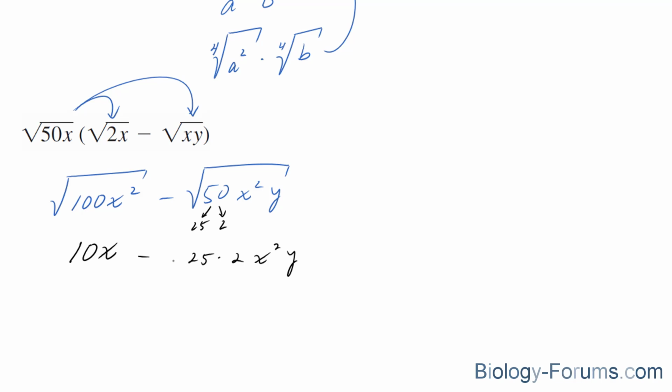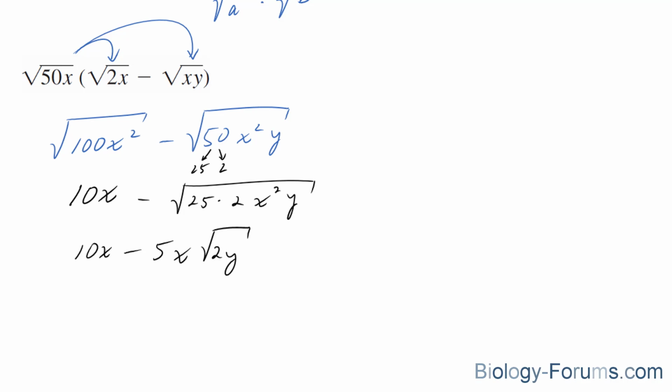All I've done is broken down that 50 into 25 and 2. And I end up with 10x minus the square root of 25, the square root of x squared. 2 and y are not perfect squares, so you leave them. And many of you will conclude that that's the answer, and if you rationalize, you're correct. It is. Some people might even want to factor out the 5x to end up with the following, but it's not important because you've already accomplished your goal of multiplying the radicals. So this answer and this answer will suffice.